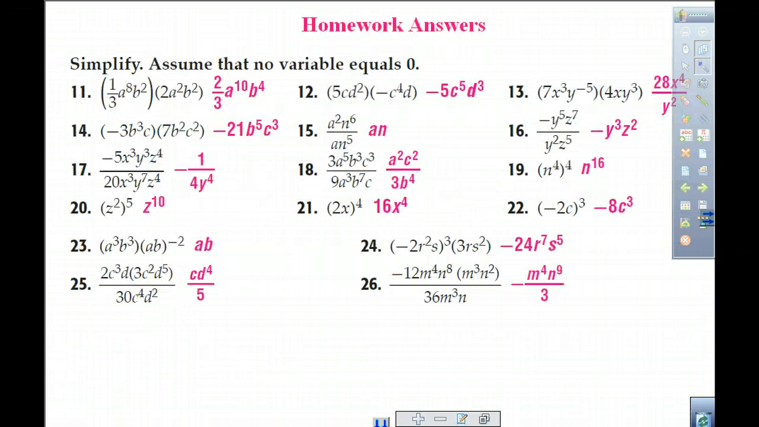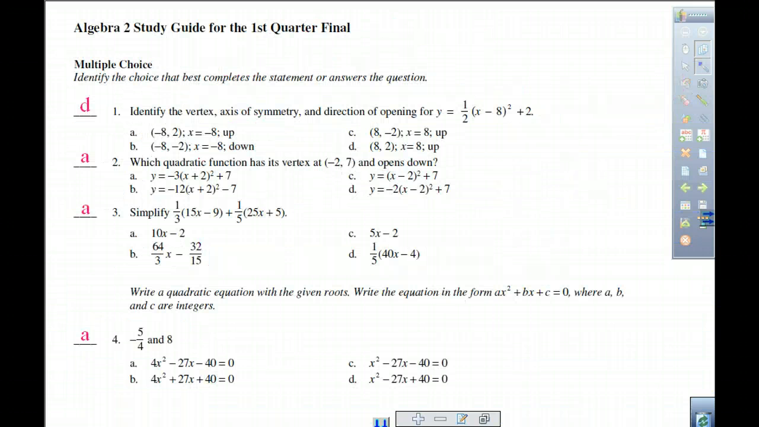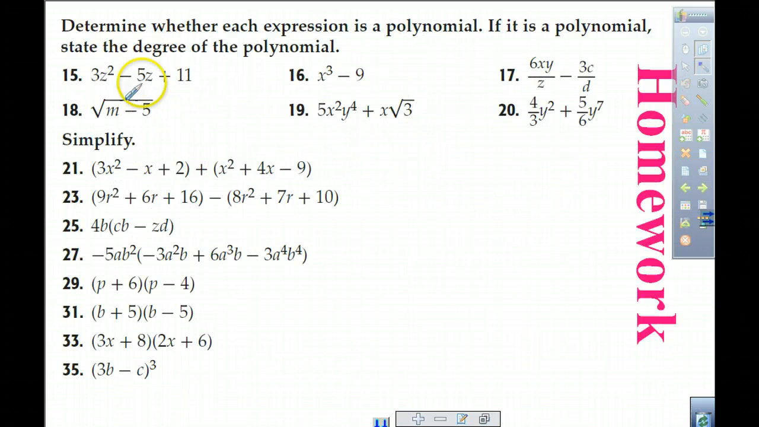Alright. Let's have you guys start your homework. And again, it's going to ask you if it's a polynomial and then state the degree. That's the first part. And then afterwards, it's just simplify. Should be able to start, maybe even finish this whole thing in class. Also, let me pass out the final review so you have that.